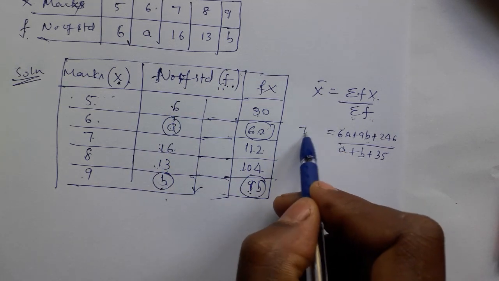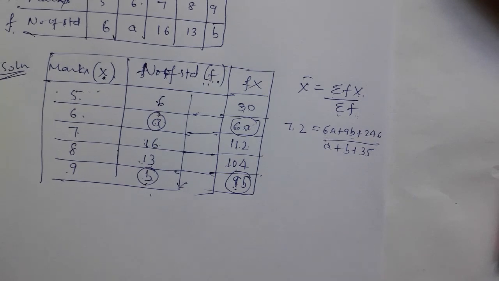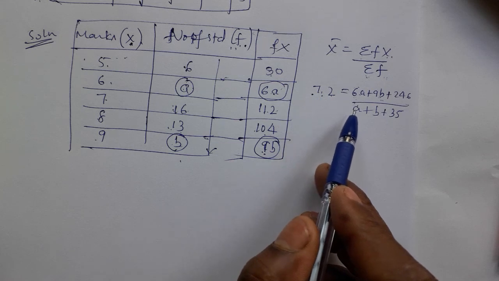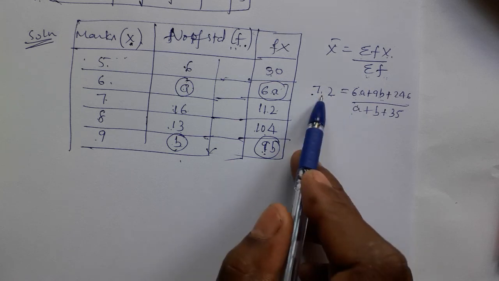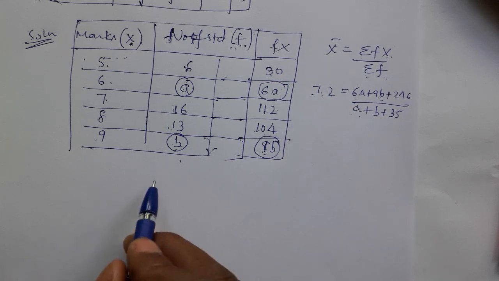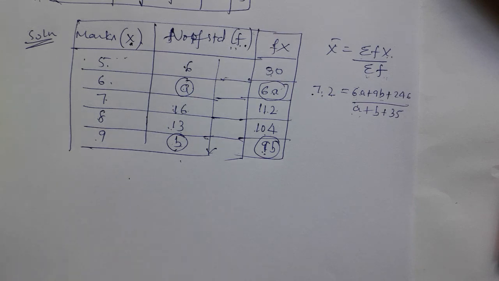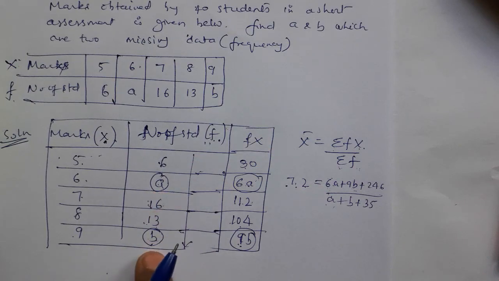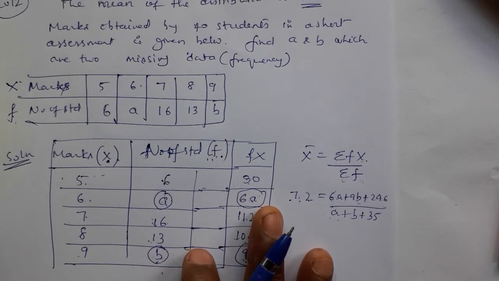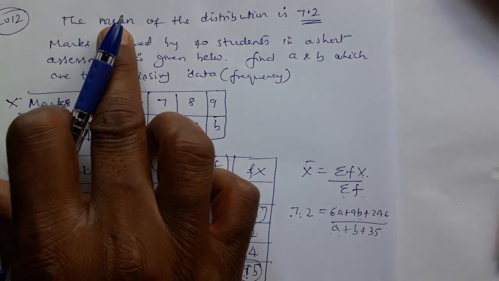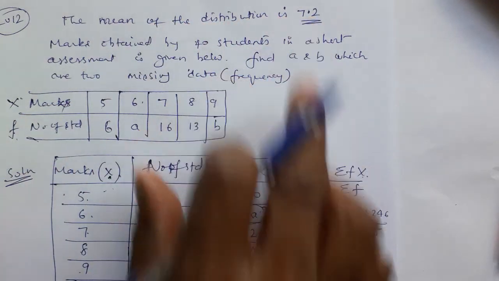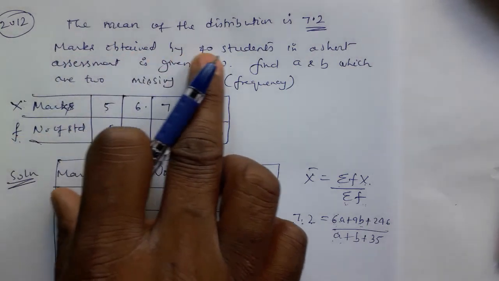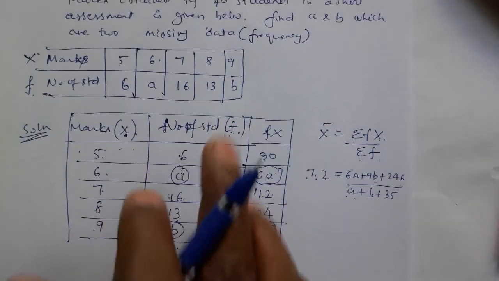What does x bar mean? The mean is already given as 7.2. So now we go for the cross multiplication. 7.2 equals 6a plus 9b plus 246 by a plus b plus 35. Now the other thing is, one more clue is given in the question. When two frequencies are unknown, there should be two clues in the question. The mean of the distribution is 7.2. That is used here. So one more clue is given: the marks obtained by 40 students. They told the number of students is 40.